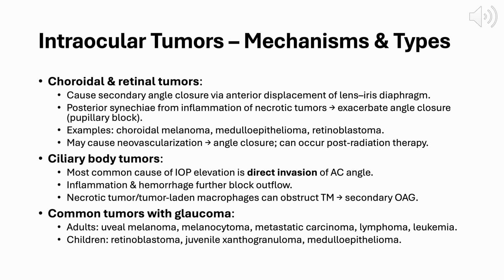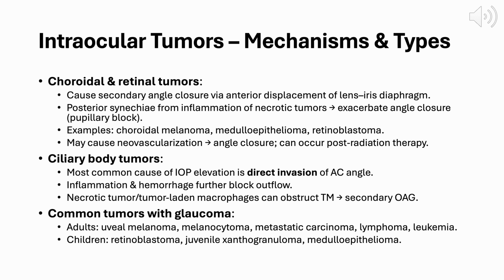Intraocular tumors can elevate intraocular pressure and cause secondary glaucoma through several distinct mechanisms. Choroidal and retinal tumors may lead to secondary angle closure by pushing the lens iris diaphragm forward. Inflammatory responses to necrotic tumor tissue can form posterior synechia, worsening angle closure via a pupillary block mechanism. Examples include choroidal melanoma, medulloepithelioma, and retinoblastoma. Additionally, these tumors can stimulate neovascularization in the angle, which may also be seen after radiation therapy.